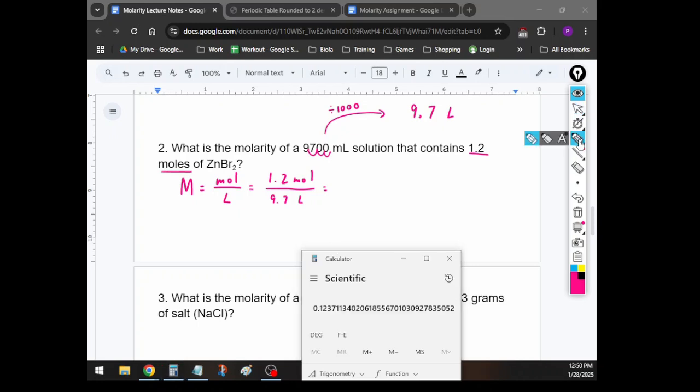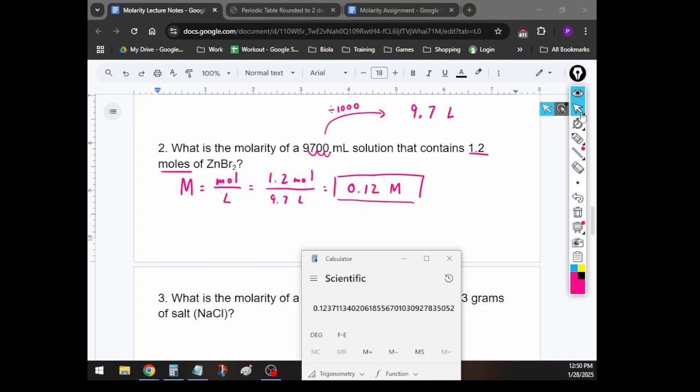Okay, and you're going to get, I'm just going to round it off, two numbers after the decimal, 0.12. If you wrote 0.123, that's fine. Again, your numbers can be a little different than mine, as long as they're close, you're fine. Yeah, 1.2 divided by 9.7, you'll get 0.12.